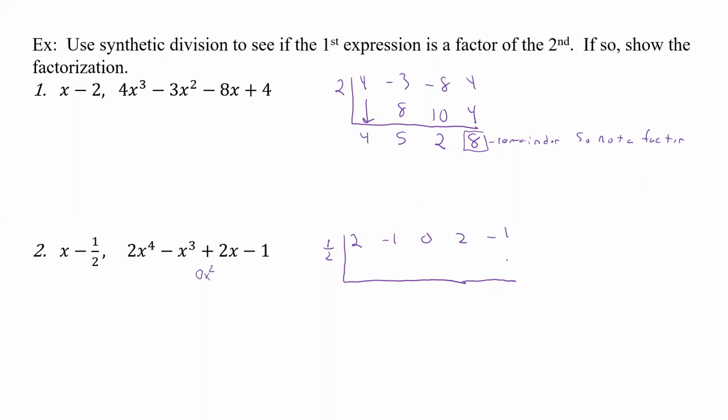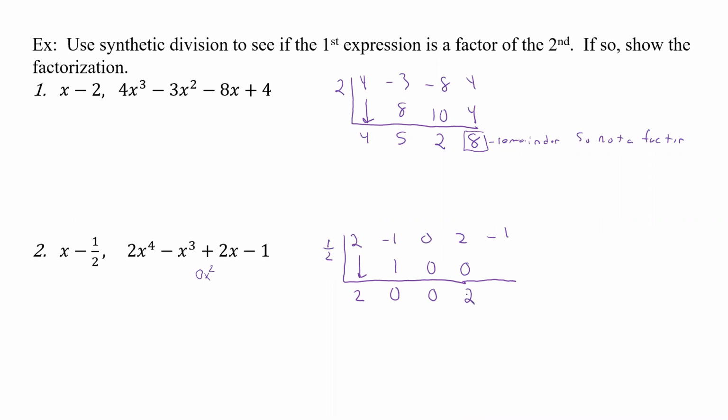Okay. So if we go ahead and do like we've been doing, we're going to bring down the 2, and when we do that, we have 2. So half of 2 is 1. 1 minus 1 is 0. Well, half times 0 is 0. 0 plus 0 is 0. Half times 0 is 0. 2 plus 0 is 2.